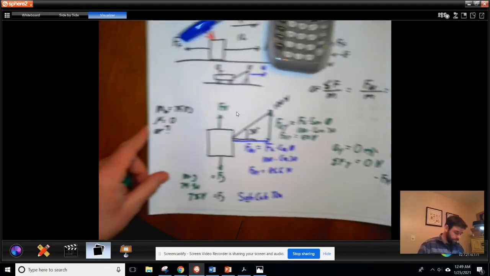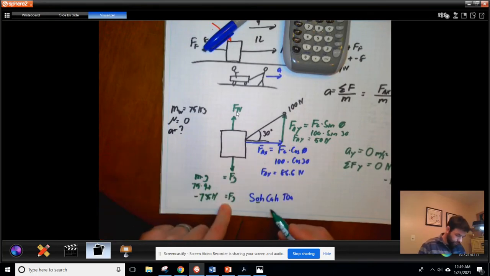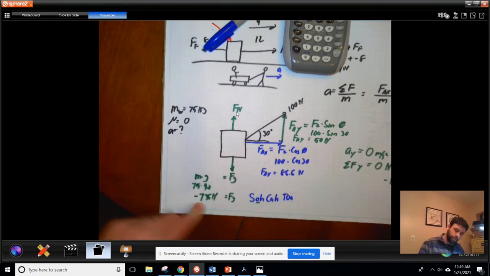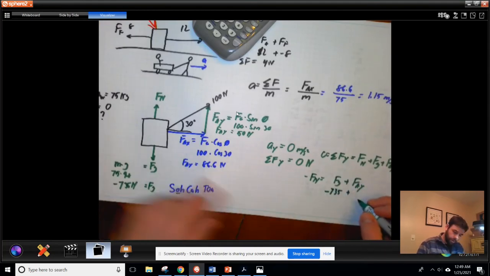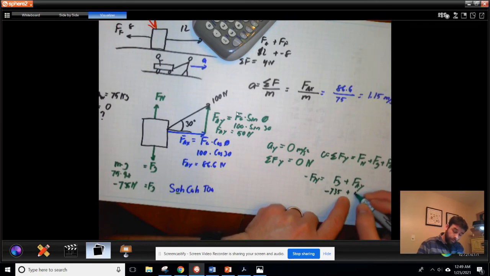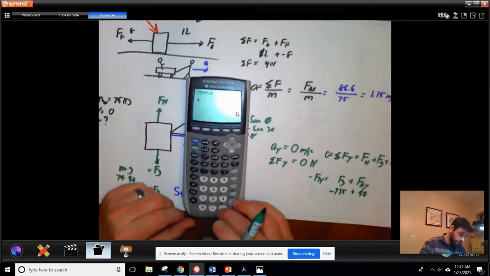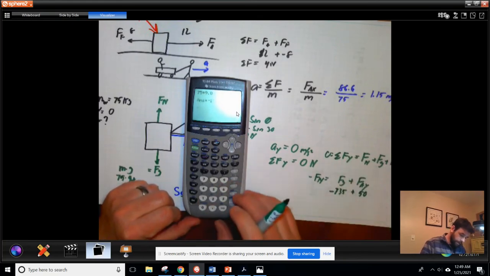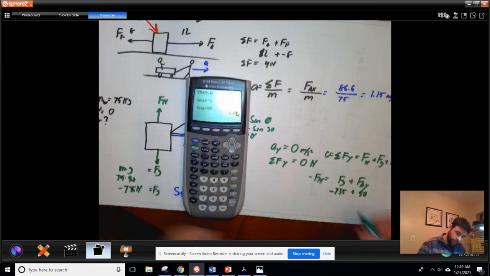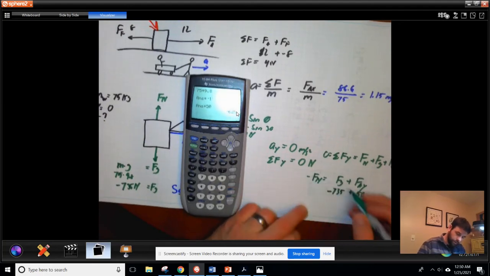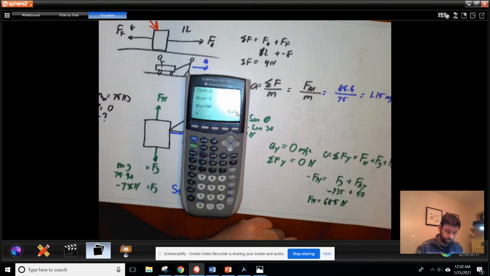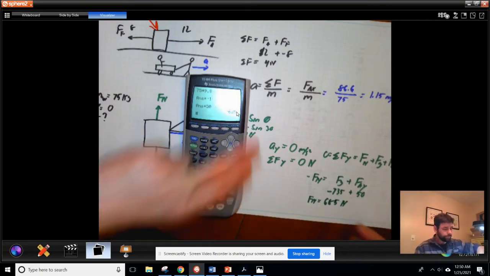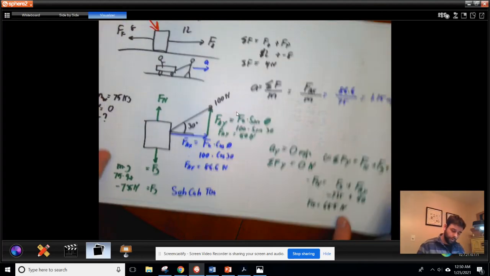So now, the force of gravity is pulling down with 735, so negative 735 plus our force applied in the y direction of 50, which is a positive number. So negative 735 plus 50 gives us negative 685, which cancels out the negative, so our normal force becomes 685 newtons.